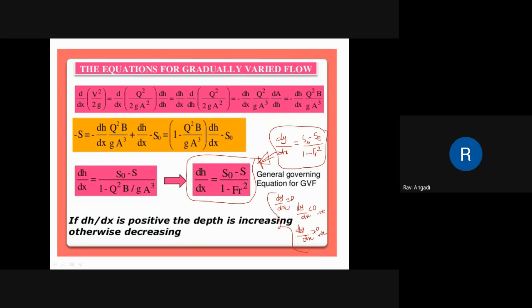Next, what I am going to discuss. Here, dh by dx or dy by dx, both are the same. If dy by dx or dh by dx is positive, the depth is increasing along the direction of flow. If it is negative, it means it is decreasing along the direction of flow. If it is equal to 0, it means it is a normal depth flow or uniform flow. I hope you all understood.